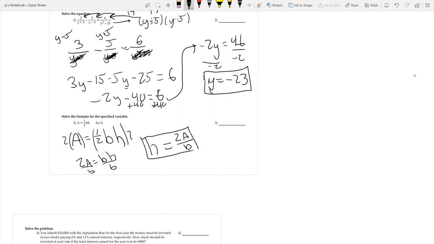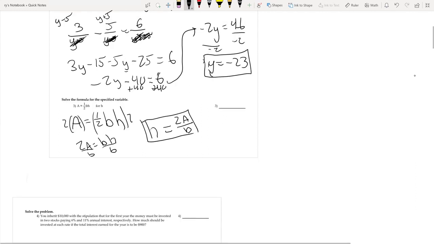You might have a little bit more complicated one on the test, maybe with a square or a square root. But that's basically the concept. You're just going to be moving around the letters and maybe the other numbers to solve for one specific variable.